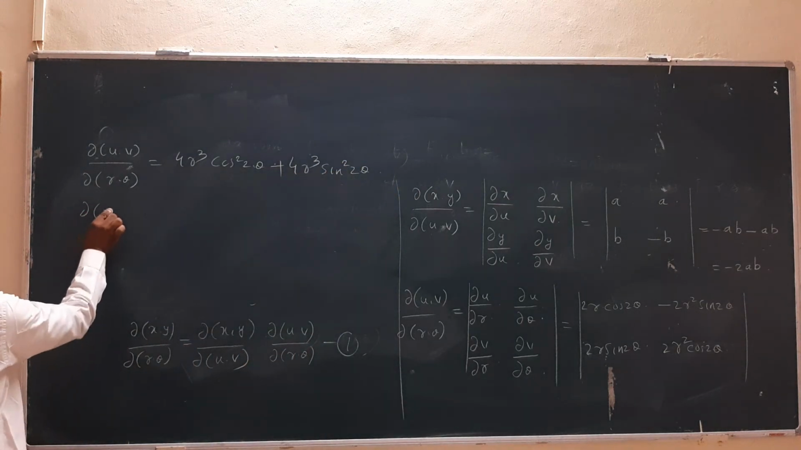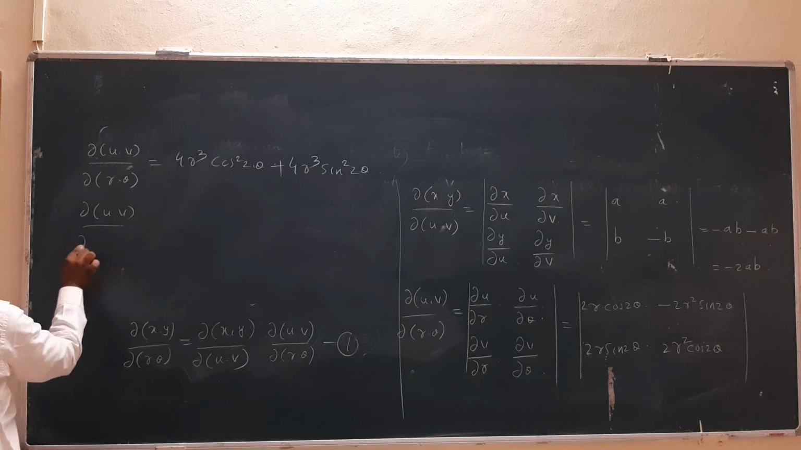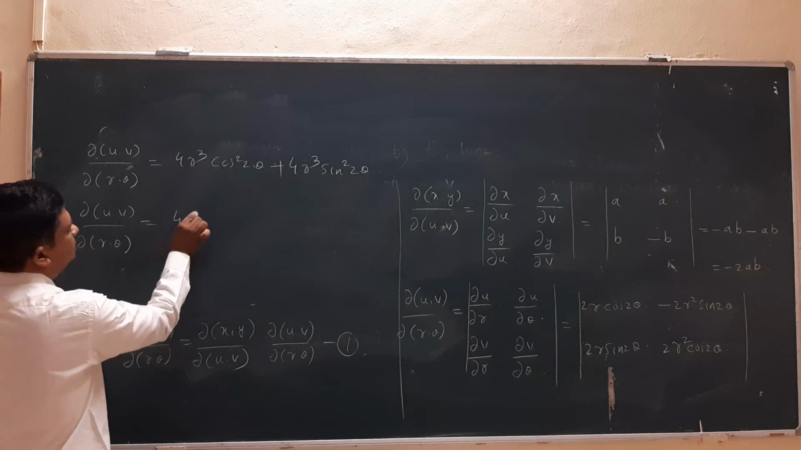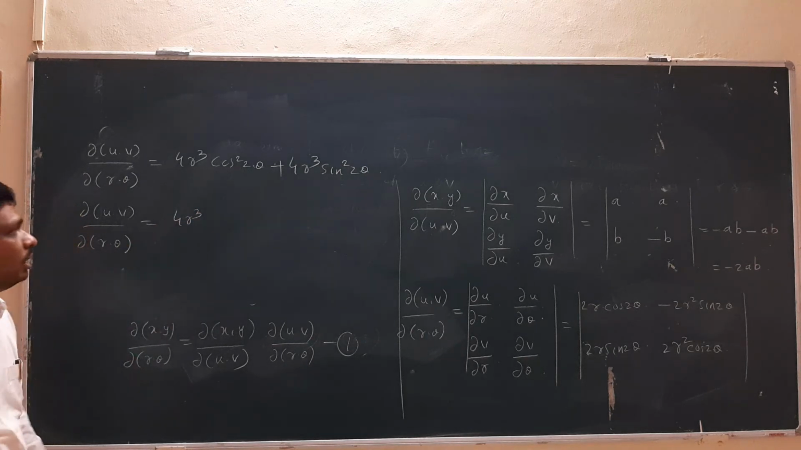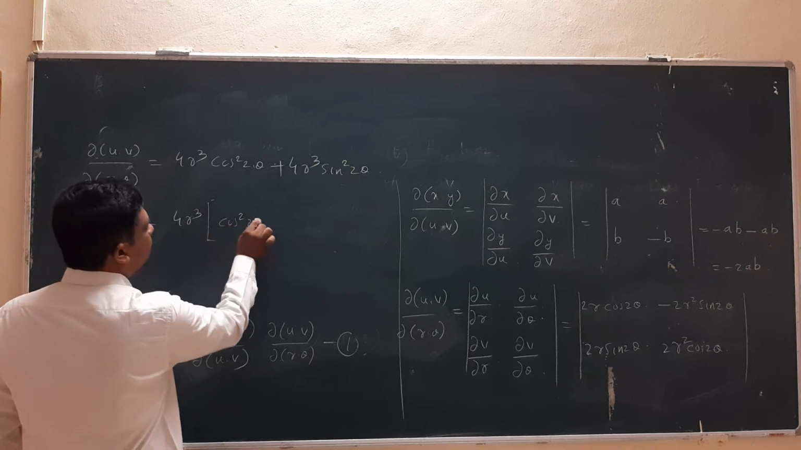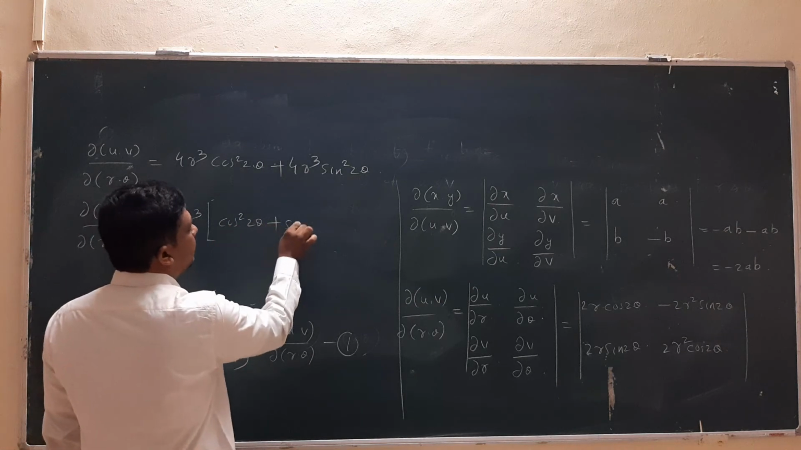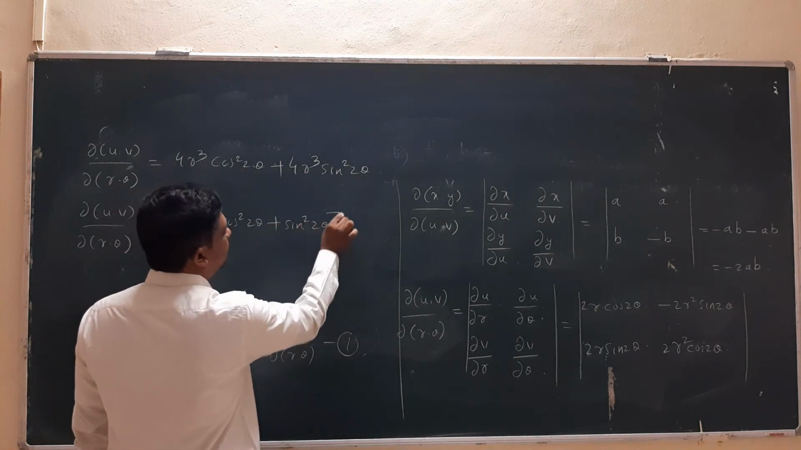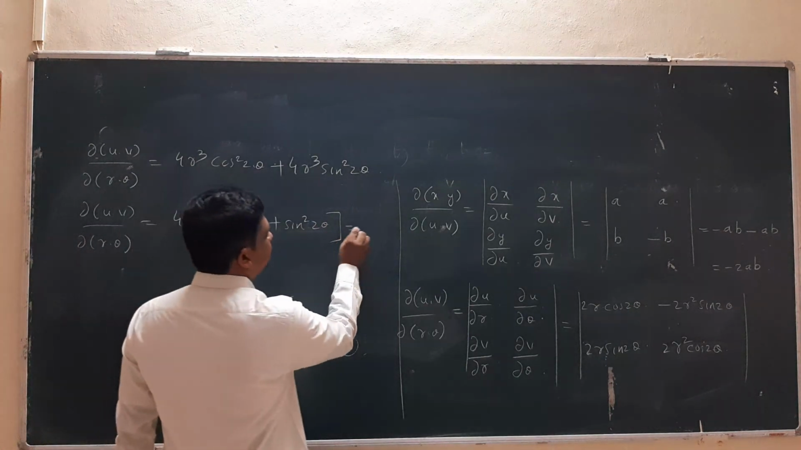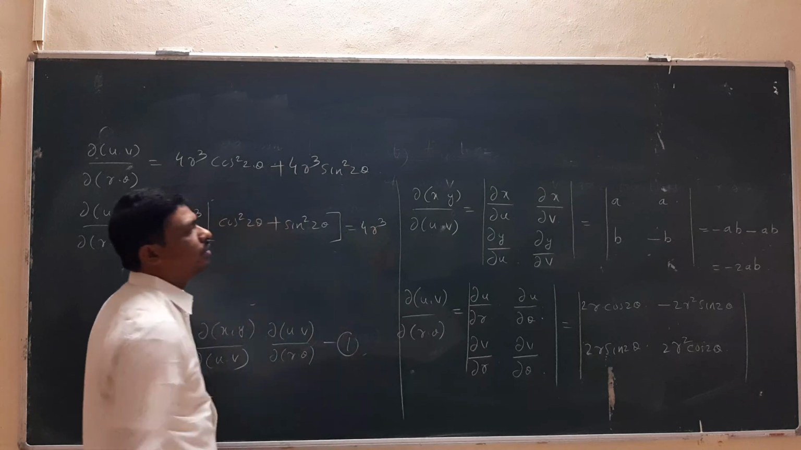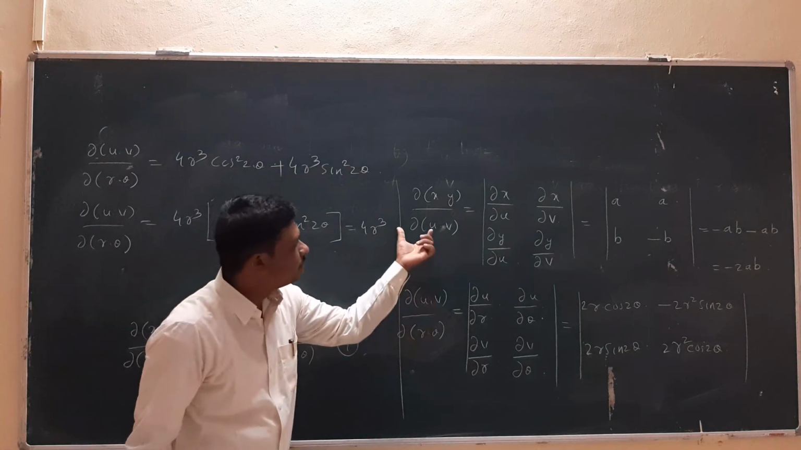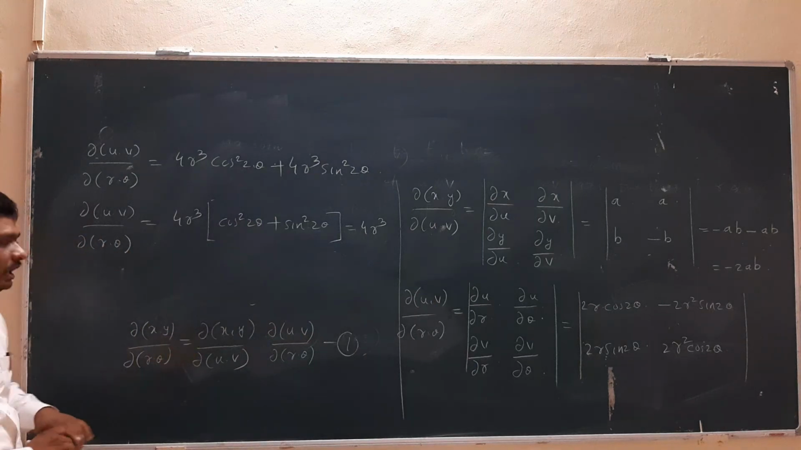Therefore ∂(u,v)/∂(r,θ) is equal to, here 4r cube is common, so remaining is cos square 2θ plus sin square 2θ. The value of cos square plus sin square is 1, so this implies remaining is 4r cube. Now I will put these two values in equation number 1.